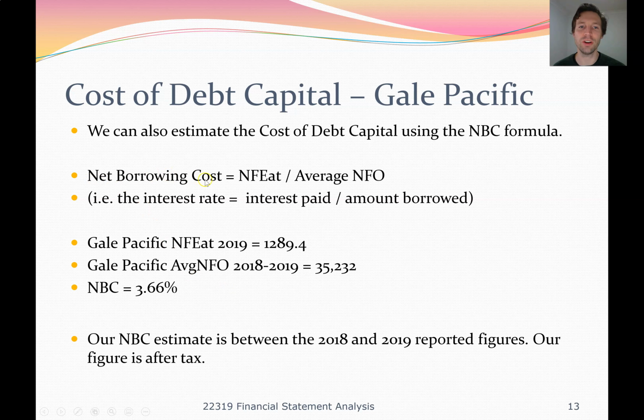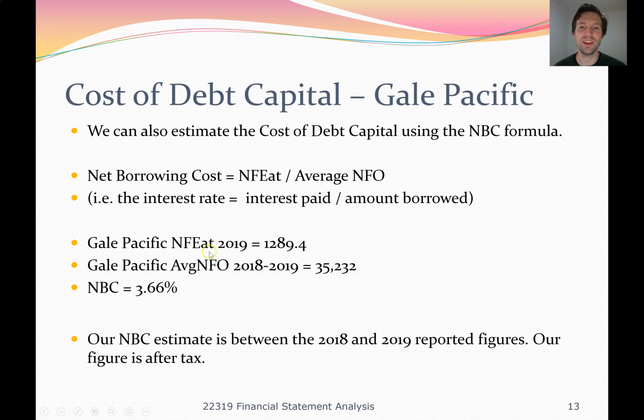So the net borrowing cost, NBC, is equal to NFEAT, our net financial expense after tax, divided by average NFO, the net financial obligations. So in plain language, the interest rate is going to be equal to the interest the business has paid divided by the amount borrowed. The interest paid is our NFEAT, and the amount borrowed is the NFO.